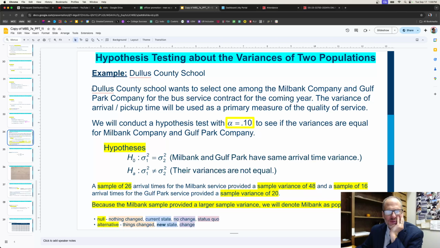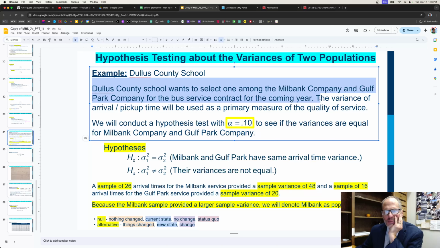And so again, this first sentence is an example of how people who do statistics don't really know how to use English very well. And I feel like I've been doing statistics and I'm not even saying that very well. But basically they want to see which bus company they should choose for service, Millbank or Gulf Park. And they say Dulles County School wants to select one among the Millbank Company and Gulf Park Company for the bus service contract for the coming year.